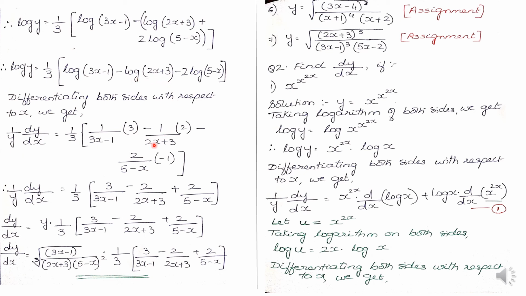in the next step also the same thing has been done. That is, log becomes 1 upon, so 1 upon 2x plus 3 into the derivative of 2x plus 3, which is 2, minus 2 into log of 5 minus x is 1 upon 5 minus x. We have written it as 2 upon 5 minus x into the derivative of 5 minus x, which is minus 1. The next step, we only simplify this part further by writing on the RHS 1 upon 3 into 3 upon 3x minus 1 minus 2 upon 2x plus 3 plus, because minus into minus is plus, so plus 2 upon 5 minus x.